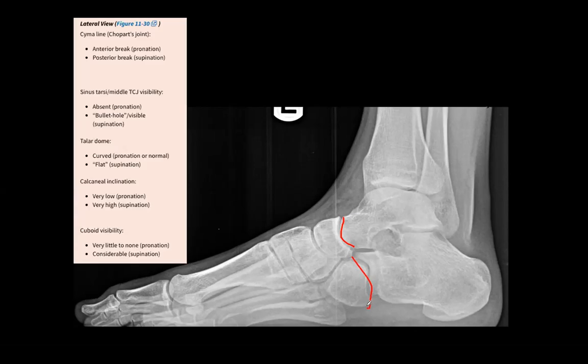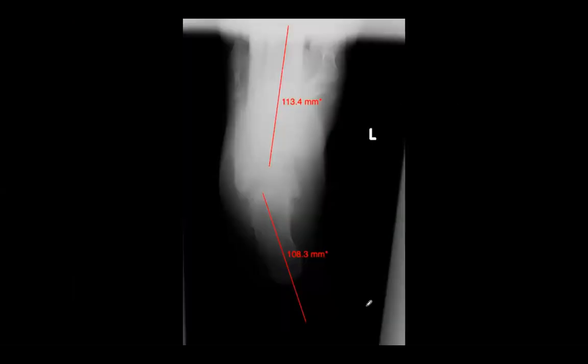Good. You kind of covered all of that. So how would you describe this calcaxial, and what type of foot is this one?